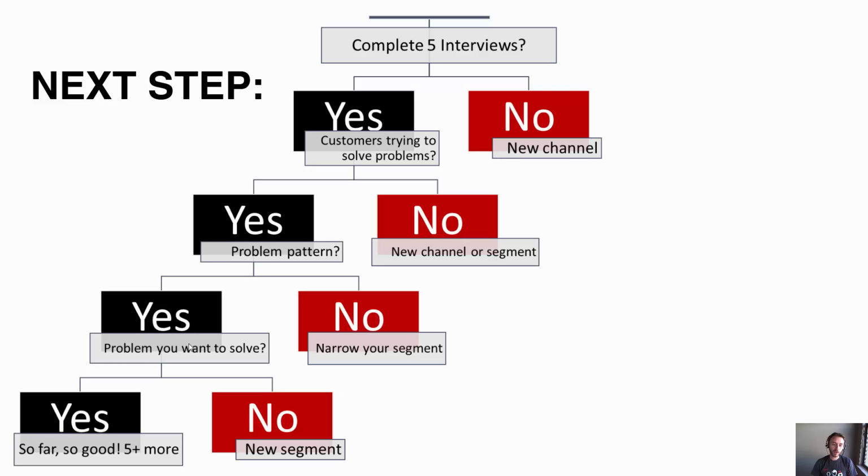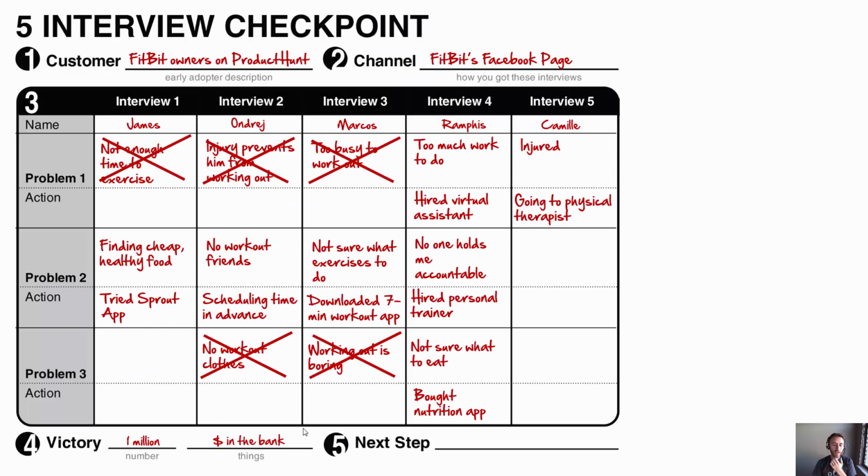If it turns out that after 5 interviews, the problem that people are saying is a problem that you can achieve your victory by solving, then great, you're on the right track. Go ahead, do at least 5 more interviews and make sure the pattern still holds. You know? So if you've done your 5 interviews, you found that people are trying to solve problems, and there is a pattern amongst the problems that can help you declare your victory, then great, keep on going. Go find yourself some more people to interview. If the answer is no to any of these questions, you're either going to change your channel, change your segment, or narrow your segment. All right, so in my case, what am I going to do?